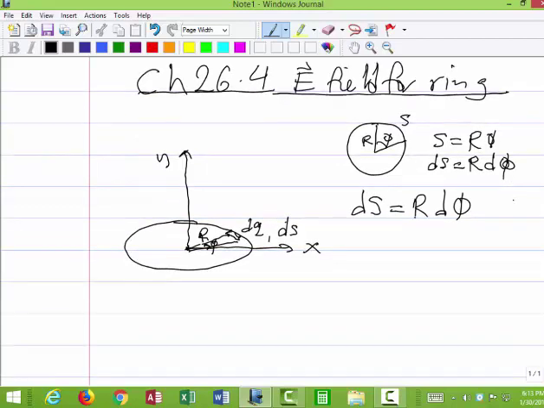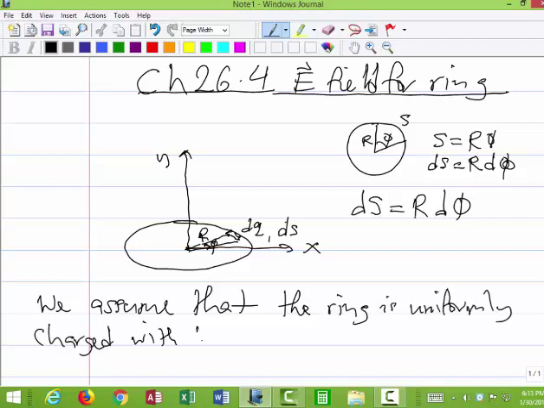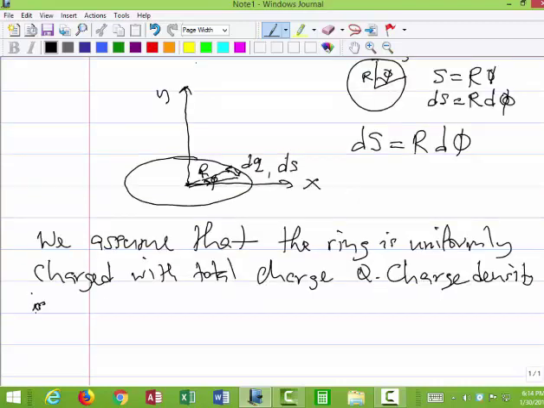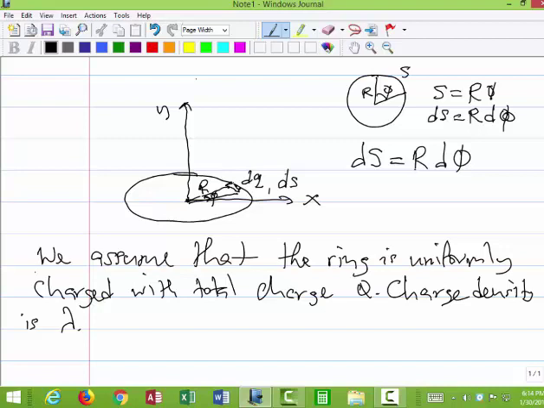We assume that the ring is uniformly charged with total charge q, and we shall say that the charge density is lambda. We're using the charge density for a line because a ring is basically just a line. So this segment will produce an electric field at that point in space, which is dE. The angle here is theta.